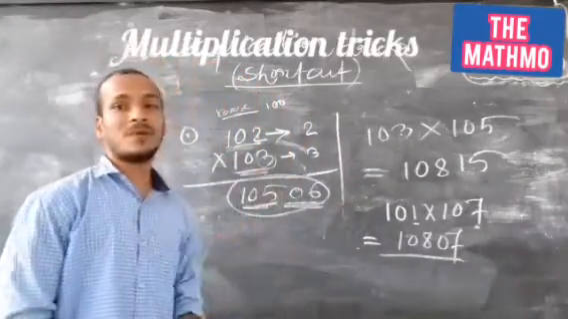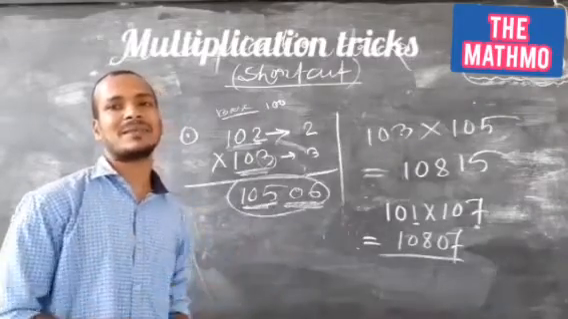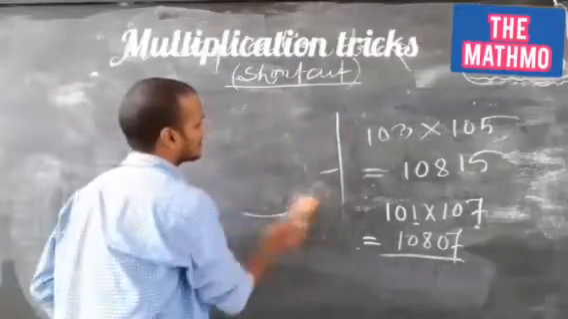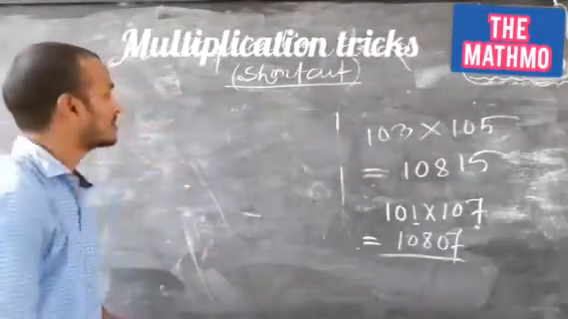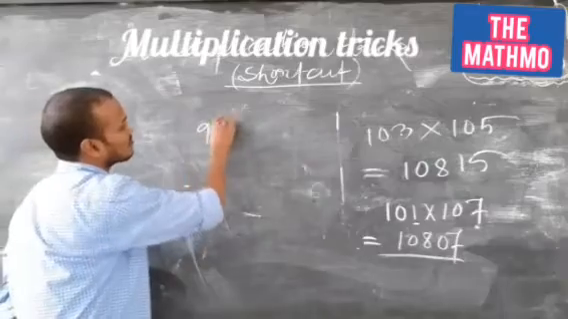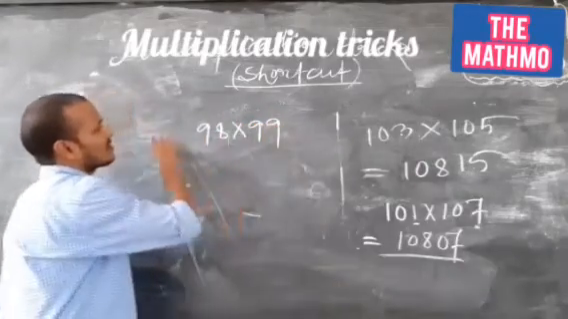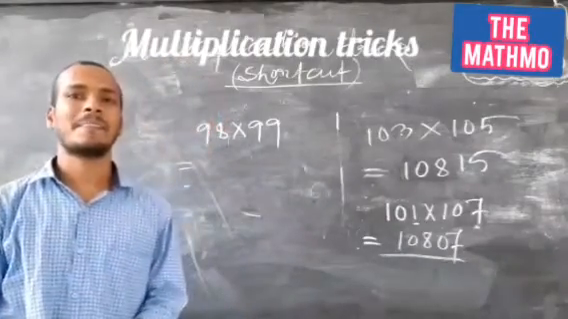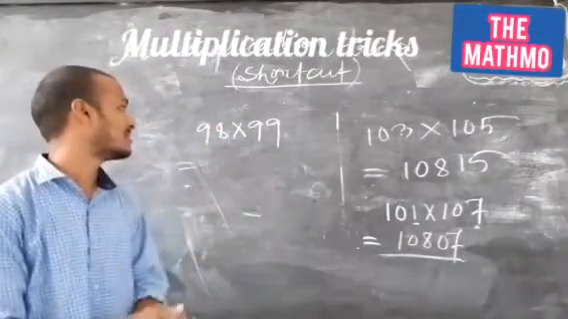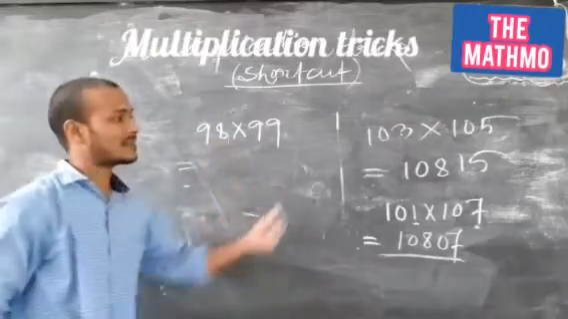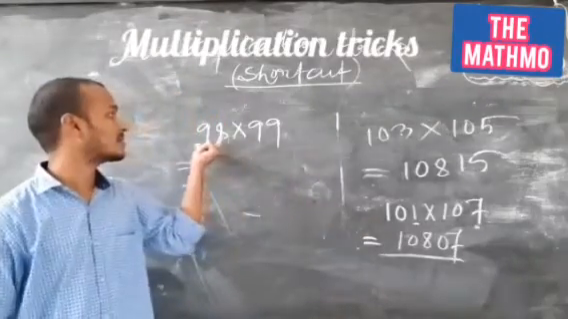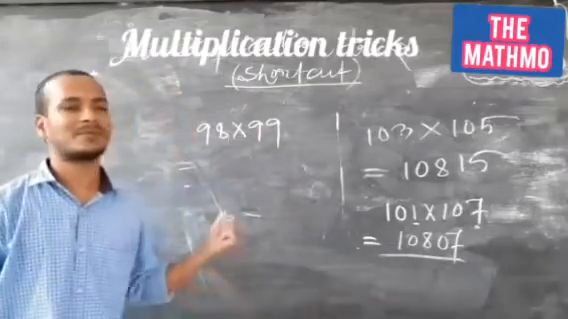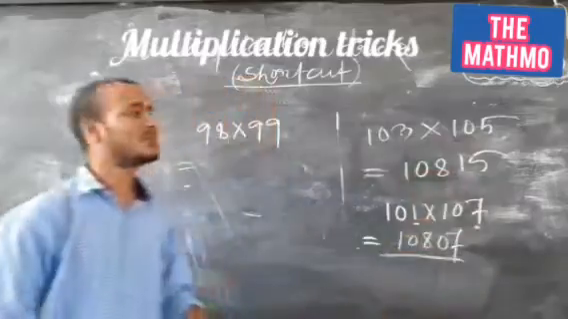Okay, now we'll see what about when the number is less than 100. Let us see if there is any trick there. So if the case is like this, 98 and 99, when you have to multiply 98 and 99, what to do? Just the same thing. This one is 2 less and this is 1 less. So when it is less, you have to subtract. When it is more, you have to add. So you have to subtract.